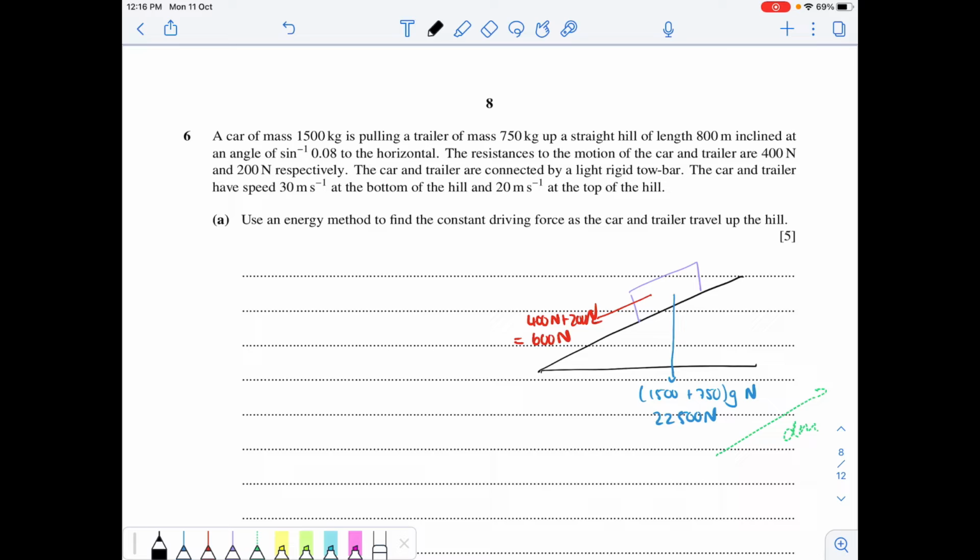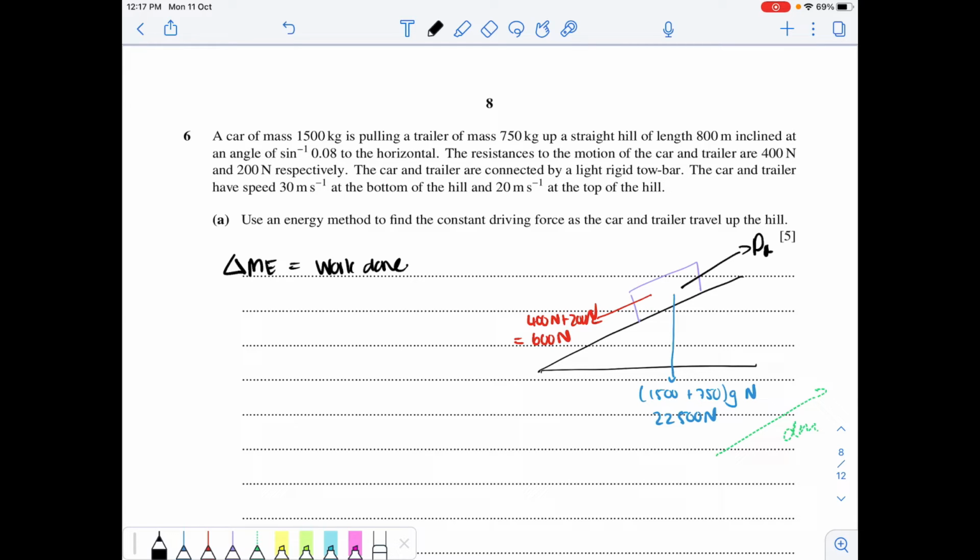And finally, we have some driving force. There must be something pulling the car up the hill, and we can just call that DF for our driving force. Now they say use an energy method to find the constant driving force as the car and trailer travel up the hill. An energy method means that we have to use mechanical energy. So what we can say is the change in mechanical energy is equal to work done, the total work done by all the forces. In the direction of motion, the forces working are going to be the forces of resistance and the driving force.